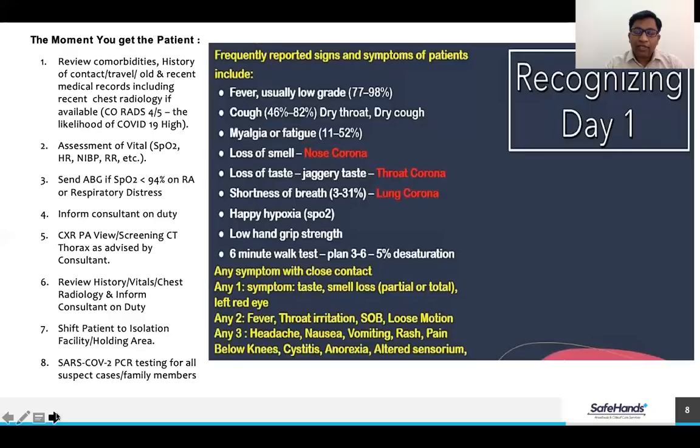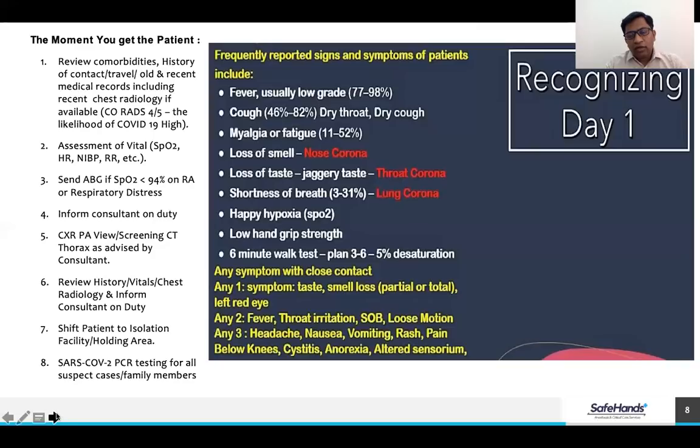Happy hypoxia: the patient will be comfortable talking, walking, but when we check their saturation, it will be very low. Even I have seen patients talking and very comfortable with saturations of 60%, who are impending to collapse. Low hand grip strength; on the 6 minute walk test, 5% desaturation can happen.